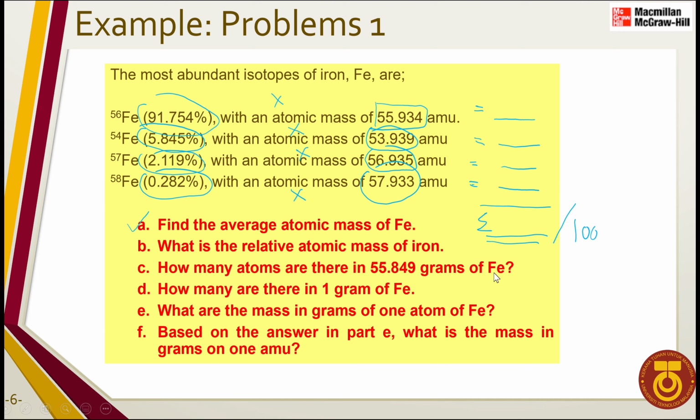And this is actually equivalent to 1 mole of ferrum. So 1 mole of ferrum, or 1 mole of any element, always has the constant value of atoms, which is 6.023 times 10 to the power of 23 atoms. And then for D, how many are there in 1 gram of ferrum? That means if 1 mole is about 55 grams, you just do some mathematics here in order to calculate for D. Then what is the mass in grams of 1 atom of ferrum? You can also calculate that, and also F. Please try this on your own. I will check your answer later, and maybe I will share the answer with you.